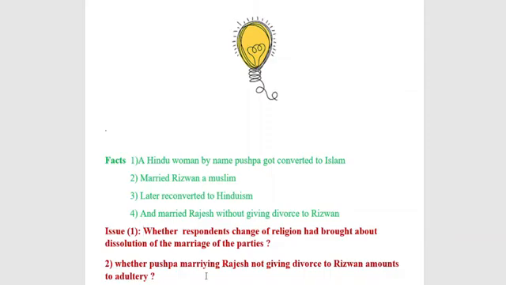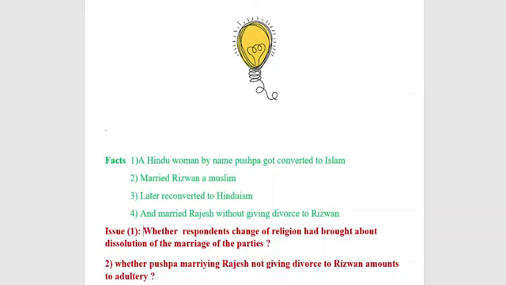Then, whether Pushpa marrying Rajesh, not giving divorce to Rizwan amounts to adultery. So, these are the two aspects. These are the two issues we have to solve with regard to the present problem.